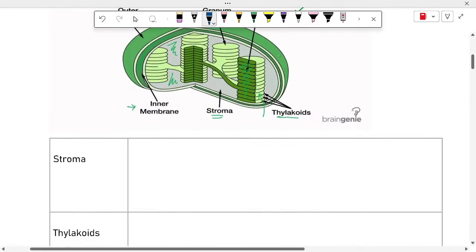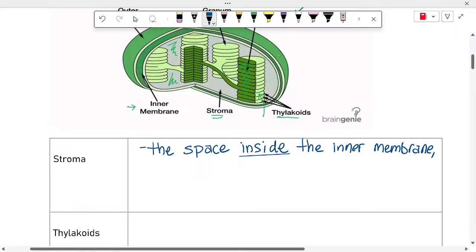So we're just going to write some definitions here before we go so we can be sure when we use those words we know what we're talking about. For the stroma, this is not a very technical definition, all right? This is going to be very plain spoken, so don't judge me compared to a textbook definition. We'll call this the space inside the inner membrane of the chloroplast. Now, whatever, we know we're talking about the chloroplast. But outside of the thylakoids.